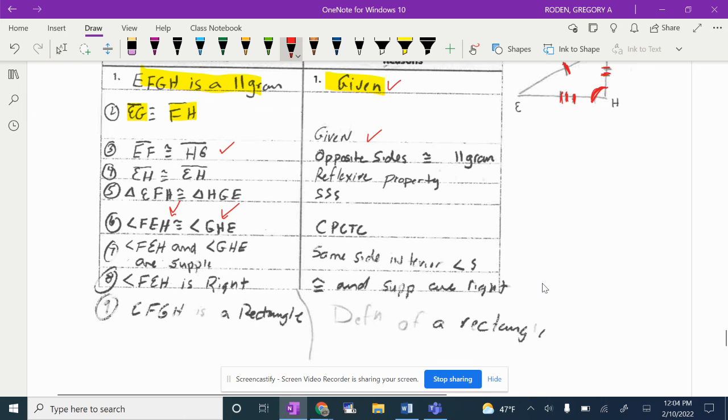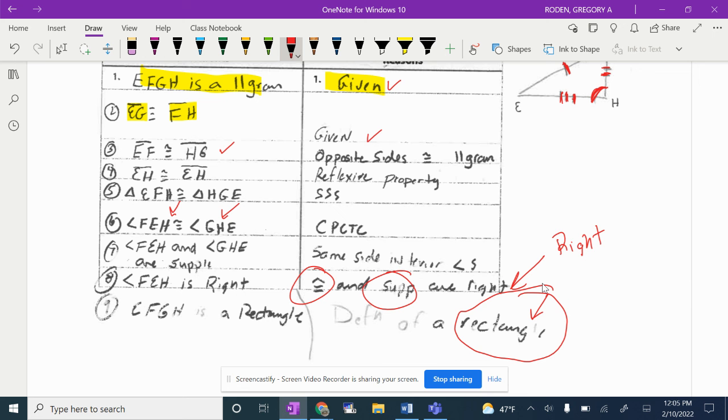So if angles are congruent and supplementary, then they must be right angles. And if they're right angles, that means all the other ones have to be right angles too because it's a parallelogram, and so opposite angles are congruent. And therefore, ladies and gentlemen, all the angles are right. And so it's a rectangle.